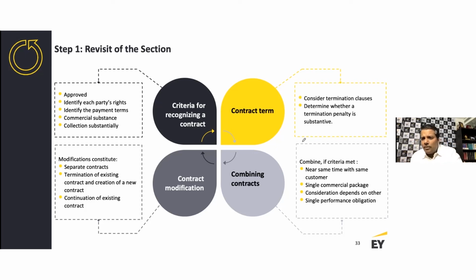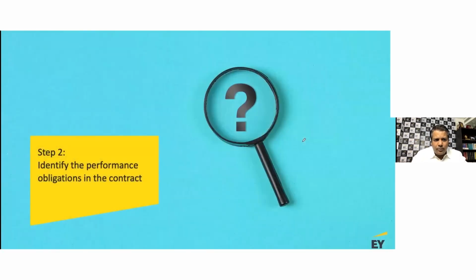Now we're going to talk about step number 2, which is to identify the performance obligations in the contract. All right, I'm going to take a pause here.